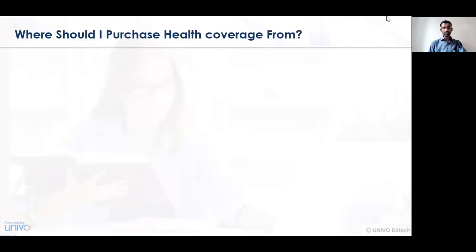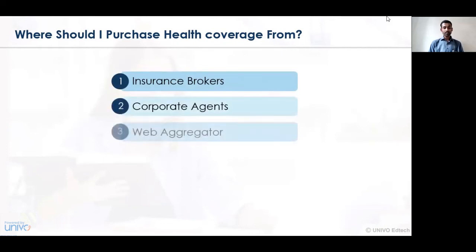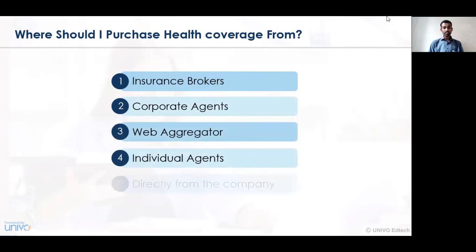Now, where should I purchase the health coverage from? You can purchase health coverage policies from insurance brokers, corporate agents, web aggregators, individual agents, and directly from the company. These are the various modes or platforms through which the insurance policy can be undertaken. An insurance broker is a person who acts as a mediator or middleman between the insurance company and the customer. The corporate agent is a person who acts as an agent or middleman between a company and the insurance company.